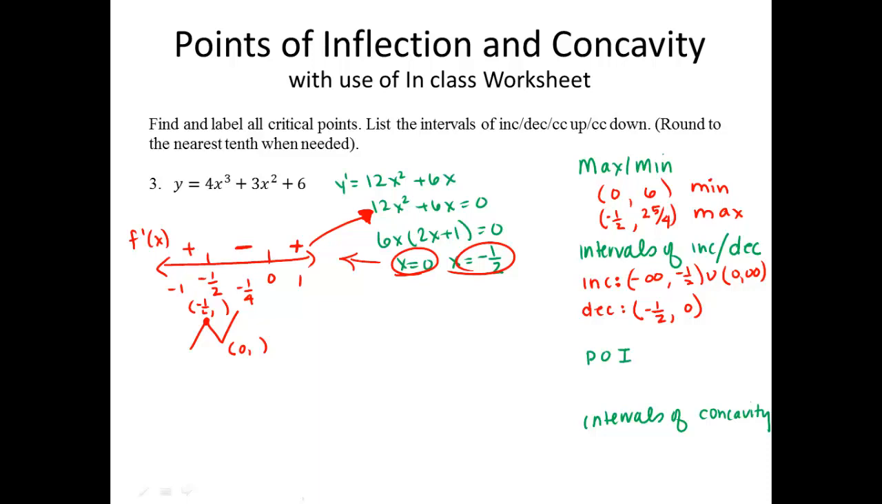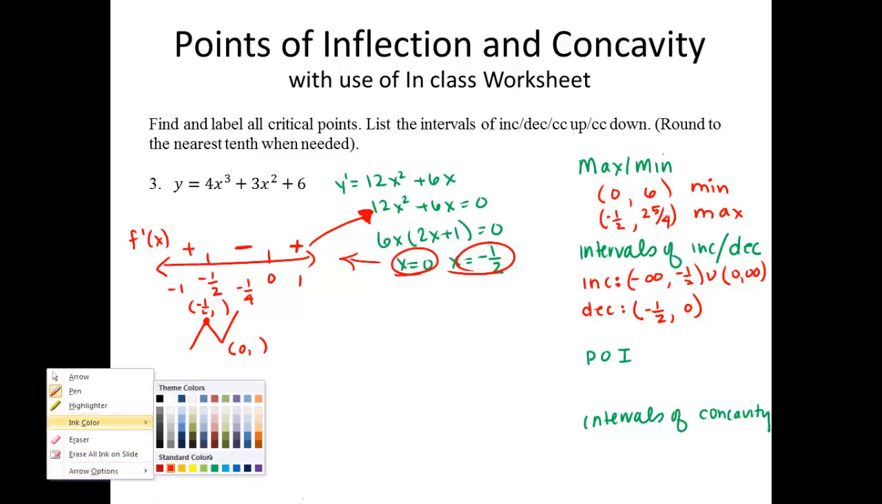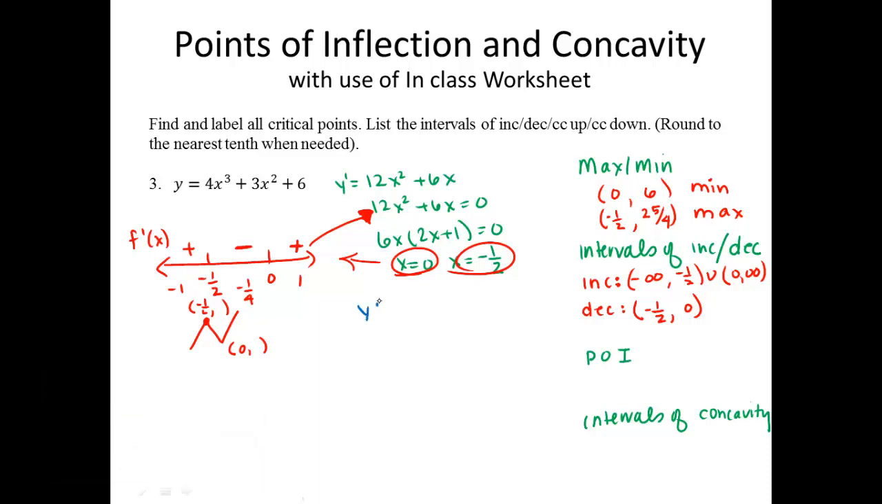Okay, so now we're moving on to the second derivative test. So I've got to find the second derivative. So my second derivative is going to be 24x plus 6. I'm going to set the second derivative equal to 0, and I'm going to get x to equal -1/4, which means my point of inflection is at -1/4 comma whatever that is when I substitute it back into the original function. So let's do that first.